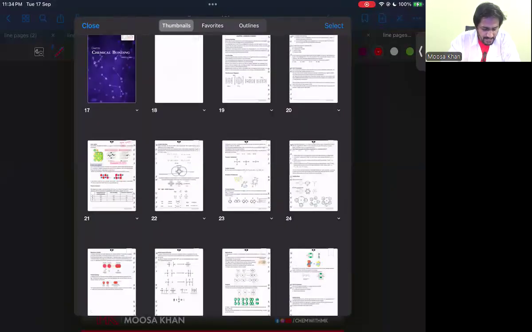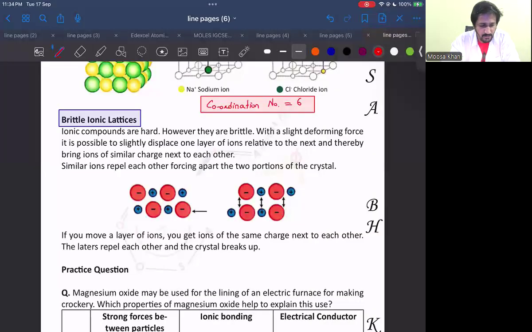Do you guys remember which substances can conduct electricity due to the presence of free electrons, and what are those substances that can conduct electricity due to the presence of free ions?